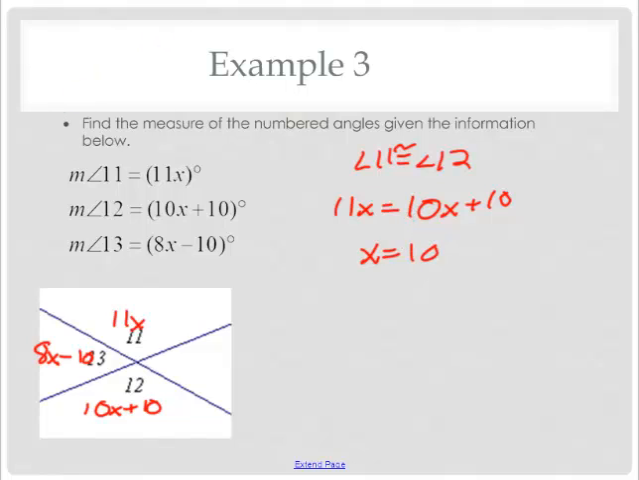So I'm going to plug 10 back in to find all the angles. 11 times 10, that means this one's 110 degrees. Since we set them equal, this one's also 110 degrees. I could plug 10 in, or I could use the fact that they're supplementary to find that this one over here is 70 degrees.